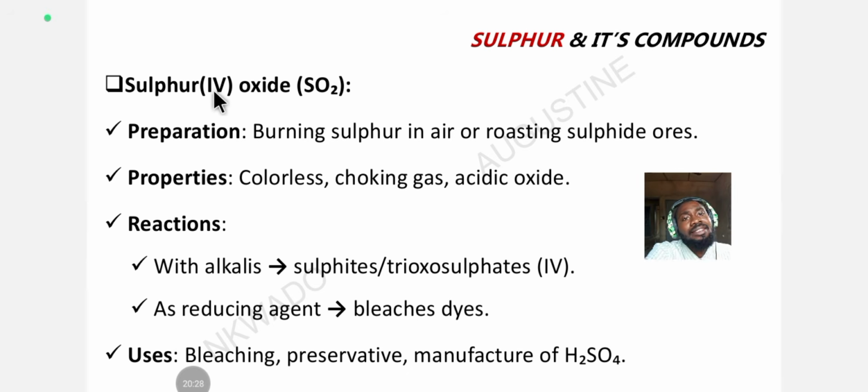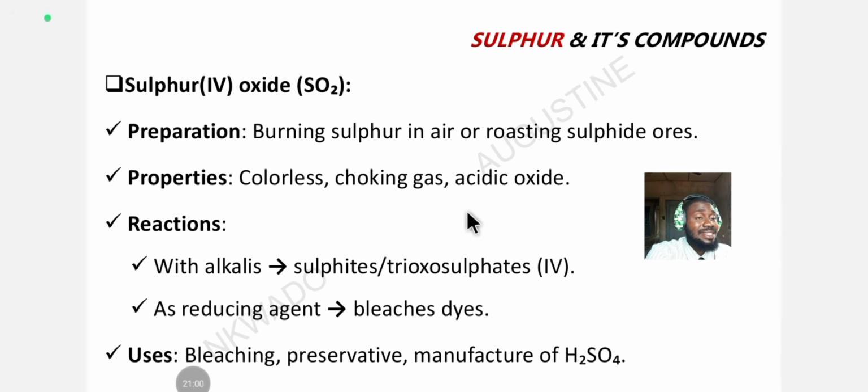All right, sulfur 4 oxide is prepared by burning sulfur in air or roasting sulfide ores. When you roast sulfide ores or burn sulfur in air, sulfur 4 oxide is formed. That's the way of manufacturing sulfur 4 oxide. Then the properties of sulfur 4 oxide include: it's colorless, it has a shocking smell, and it's an acidic oxide.